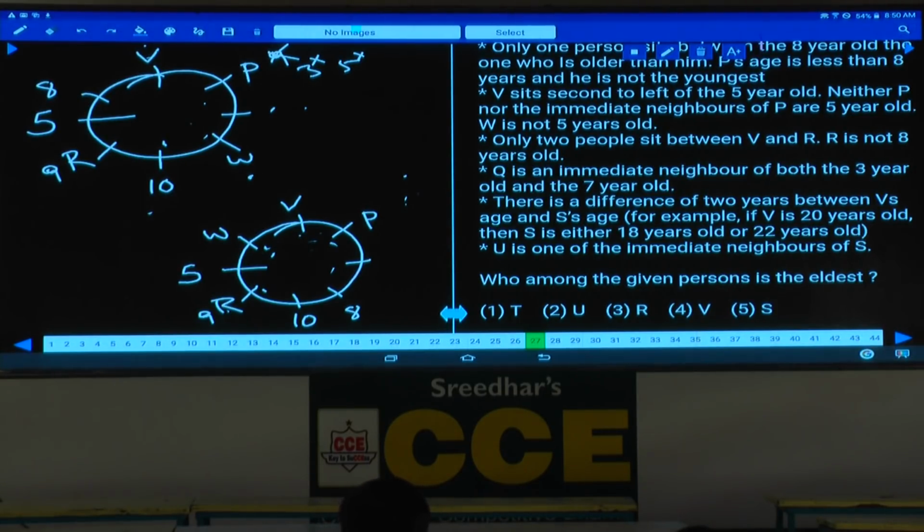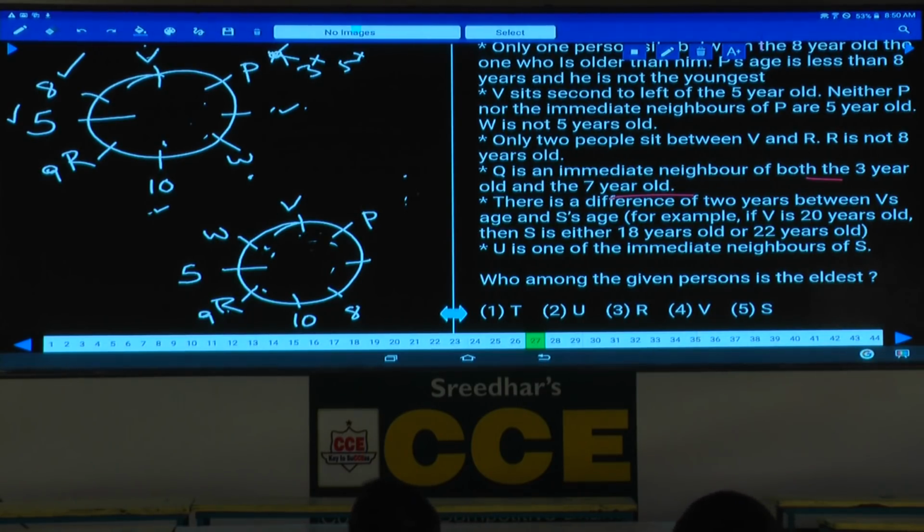Next one, Q is an immediate neighbor of both 3 and 7. Q is adjacent to both 3 and 7. As Q is adjacent to both 3 and 7, now tell me where should this Q be? Can Q be at this place? Now, what are the possibilities for this Q? Q can be either here or here, isn't it? And next one, or here and here.